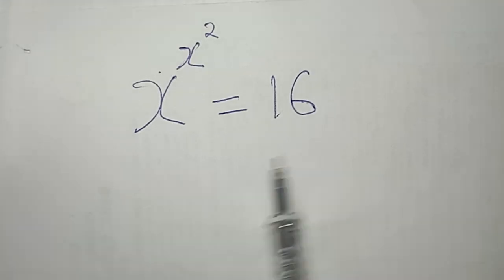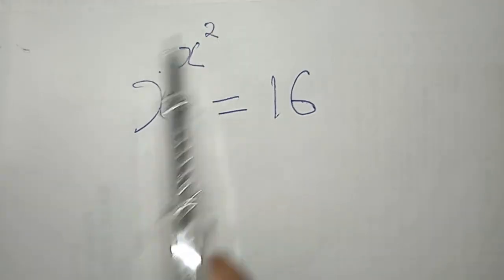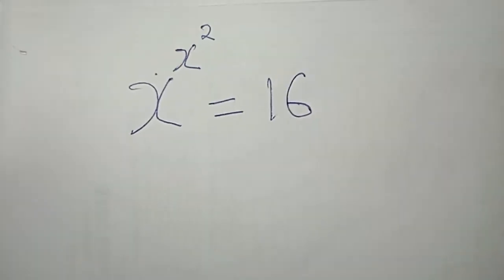We are going to be solving this problem right here. So this is x power x power 2 is equal to 16. And so we're going to be solving for the values of x that actually satisfy the equation.